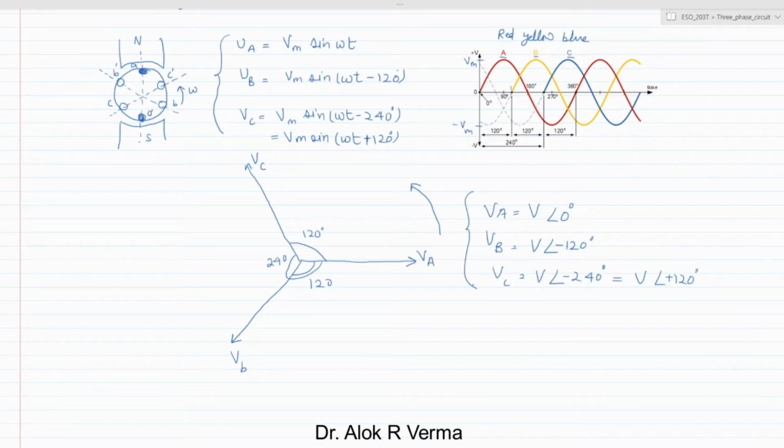So we see that VAA leads VBB by 120 degree. So this VAA is leading this VB by 120 degree, and VBB leading VCC by 120 degree. So this is also 120 degree only. So VB in this direction leads VC by 120 degree. VA is leading VB by 120 degree. So this is how the phase difference of 120 degree is maintained.